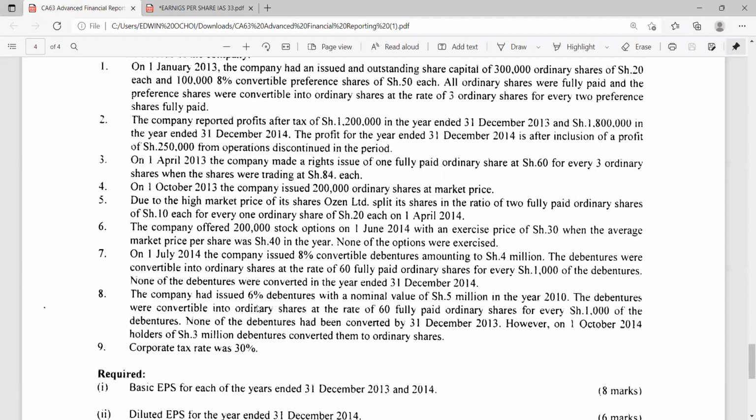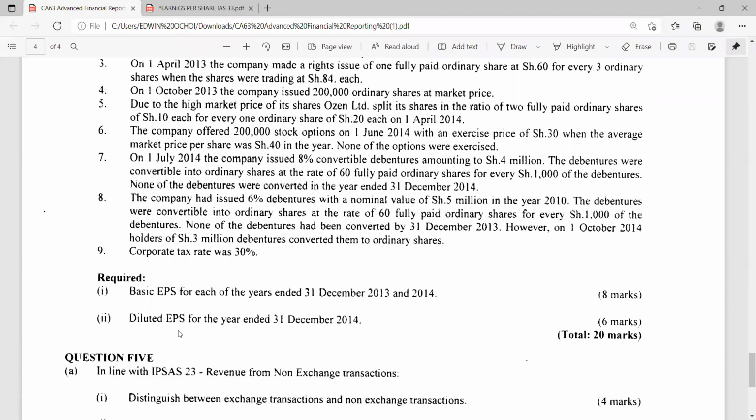Number 8, the company had issued 6% debentures with a nominal value of shillings 5 million in the year 2010. The debentures were convertible into ordinary shares at the rate of 60 fully paid ordinary shares for every 1,000 of the debentures. None of the debentures had been converted by 31st December 2013. However, on 1st October 2014, holders of shillings 3 million debentures converted them to ordinary shares. Number 9, corporate tax rate was 30%.